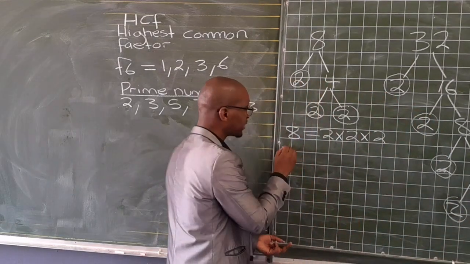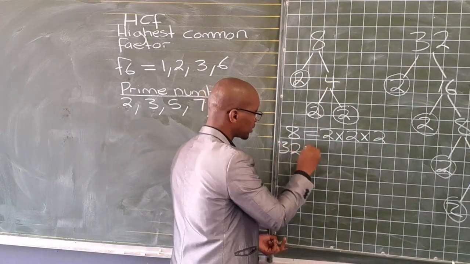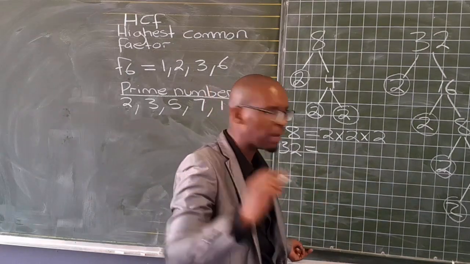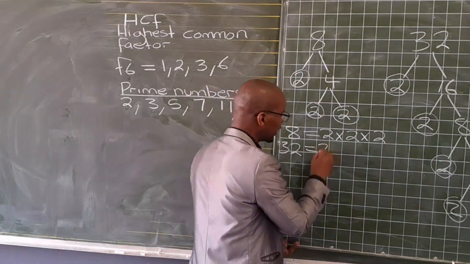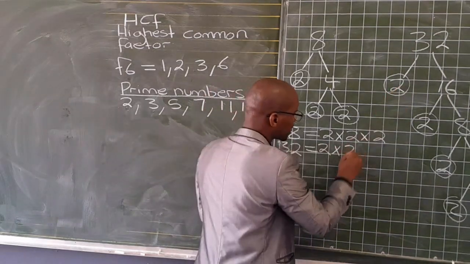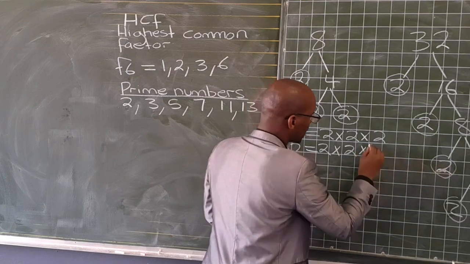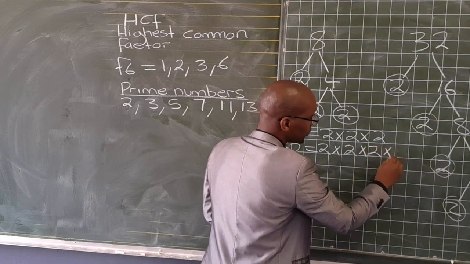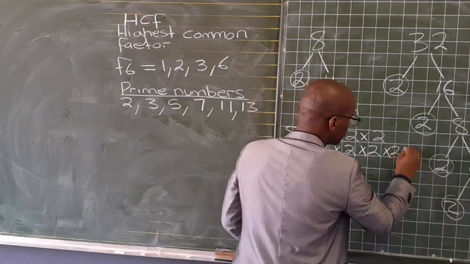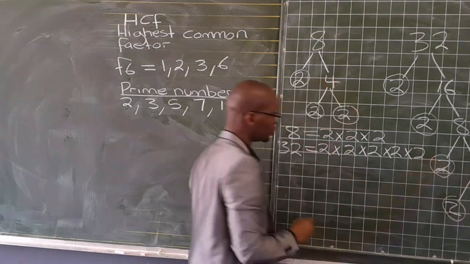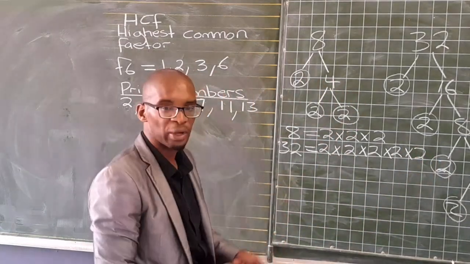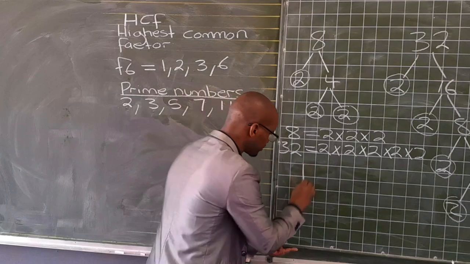Now if I write the number 32 as a product of its prime factors, it would be 2 multiplied by 2 multiplied by 2 multiplied by 2 multiplied by 2. Now I have to find the HCF.